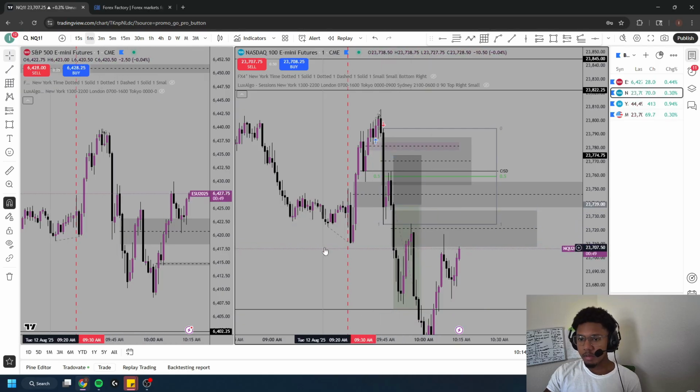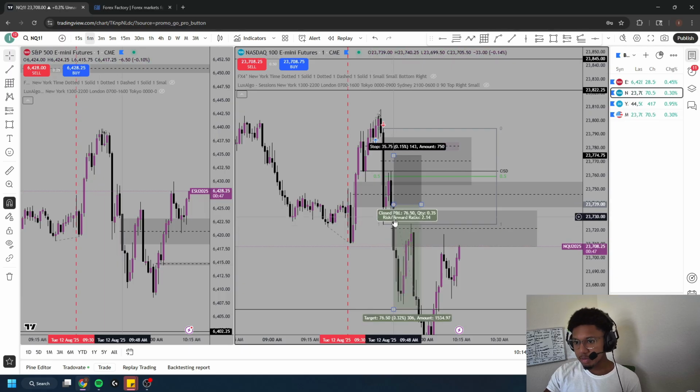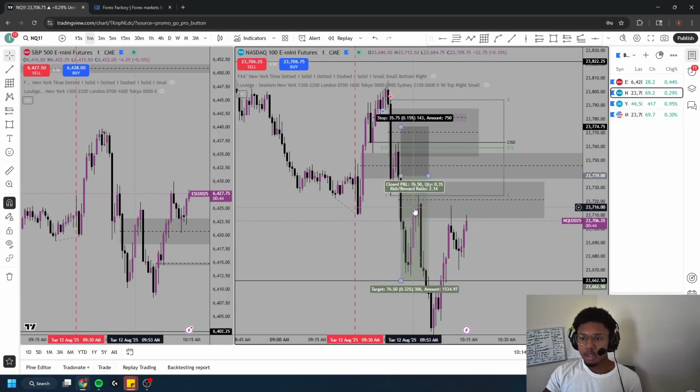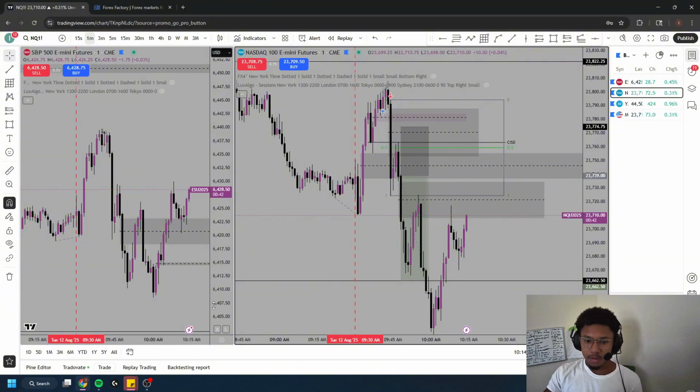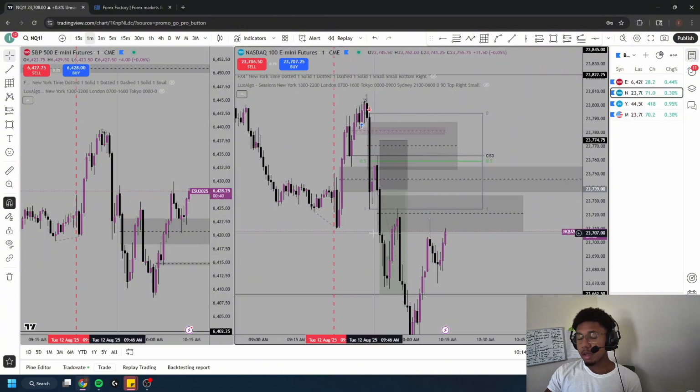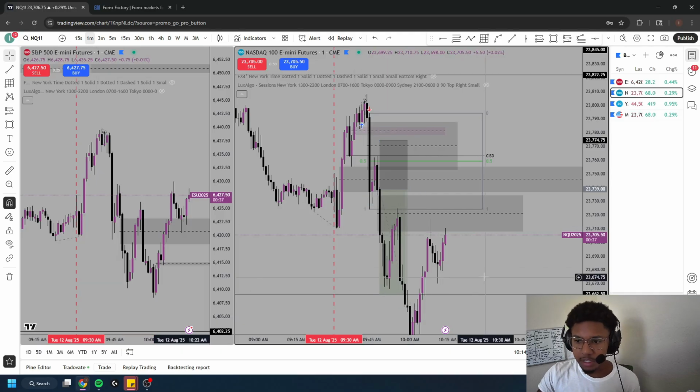And obviously, as you guys can see, we ended up having the displacement, but I wasn't in the trade. So that was pretty much it. And I'm on the new funded, by the way. So we're down a couple hundred, but that number doesn't faze me at all.